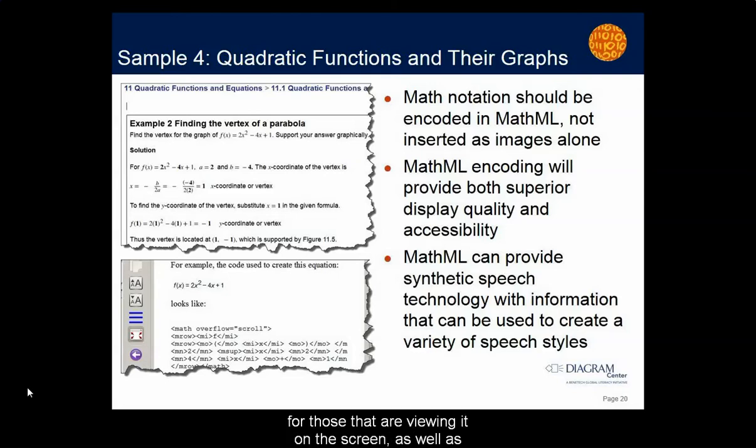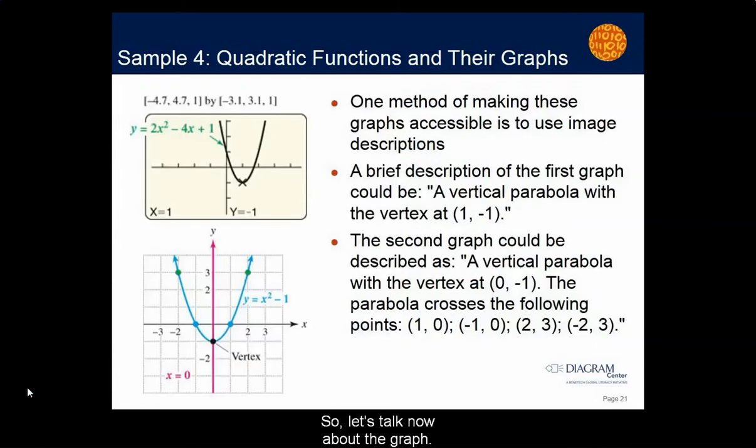If you do use MathML for the equation, then you're able to provide it in display format for those that are viewing it on the screen, as well as being able to turn it into the kind of accessibility information the assistive technology needs, synthetic speech, for instance, to turn that MathML into an actual spoken equation.